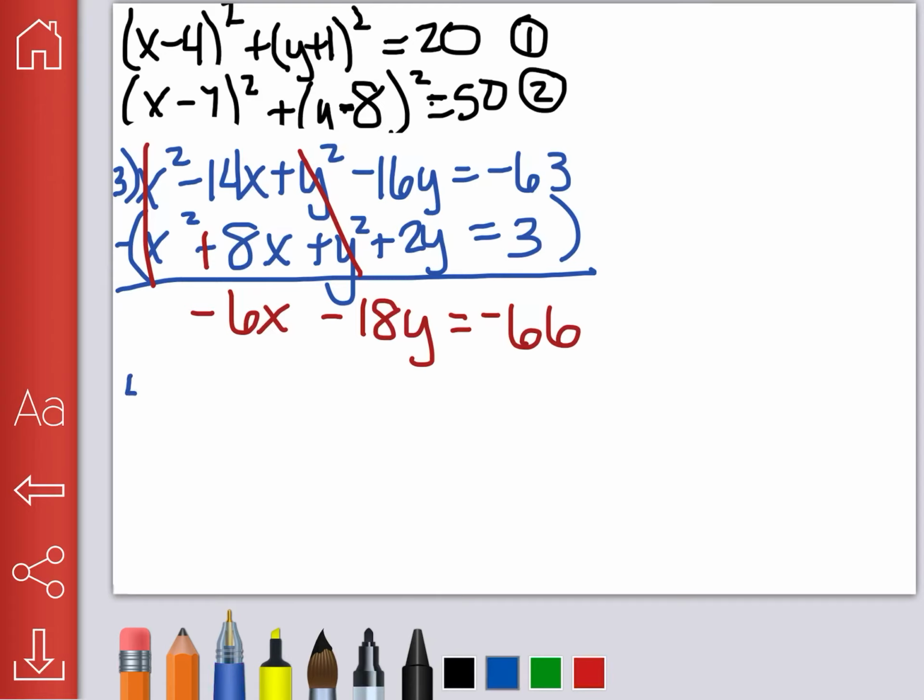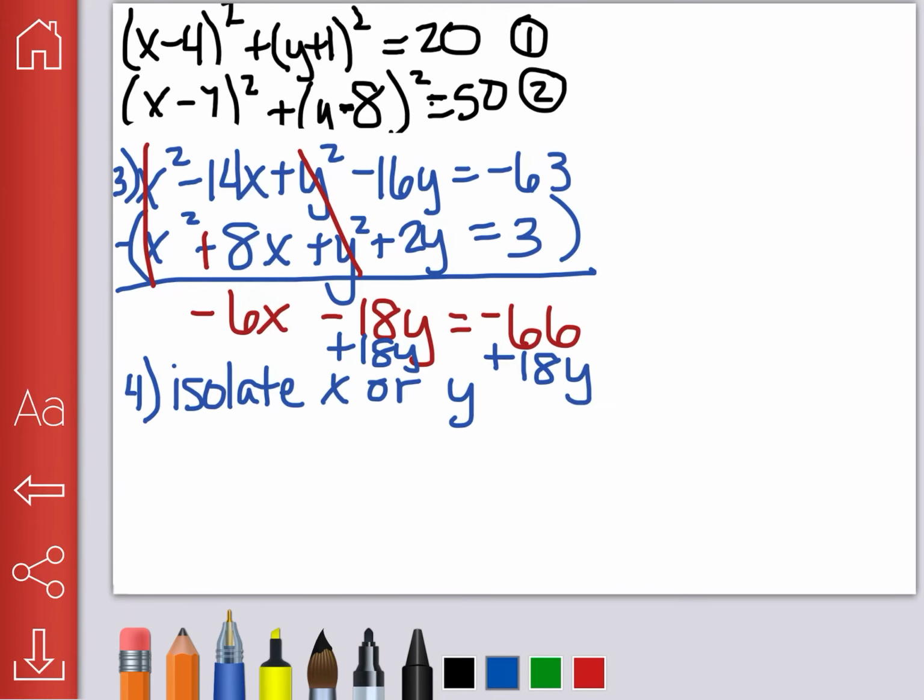Now, step 4. We need to isolate x or y. So this is a decision you have to make. Should we isolate the x or should we isolate the y? This should be a pretty easy decision for you.